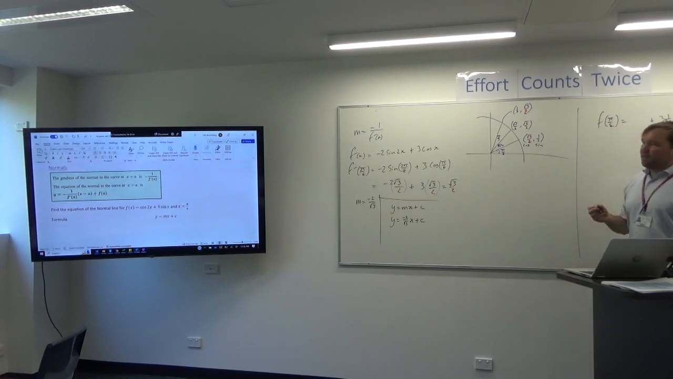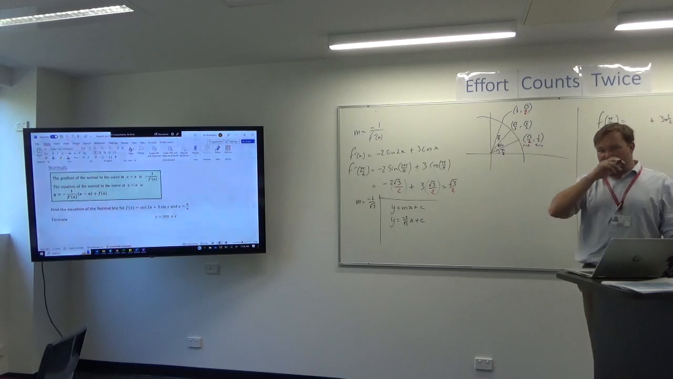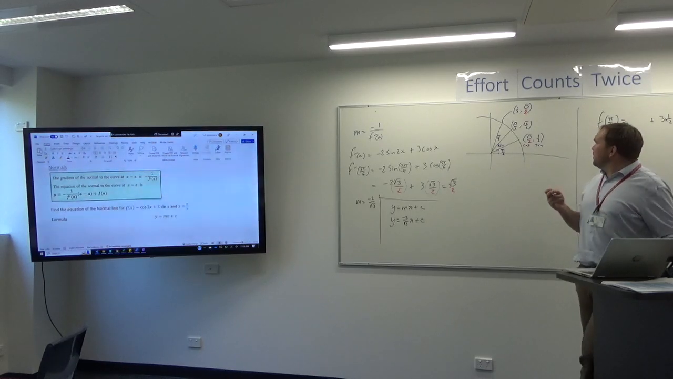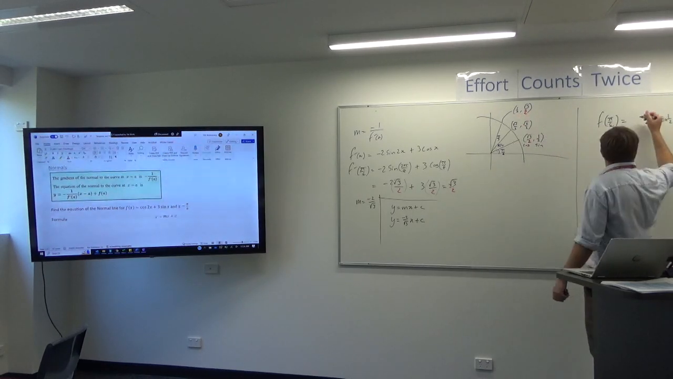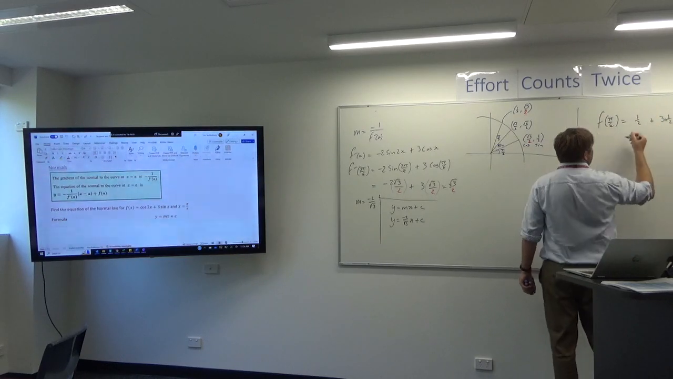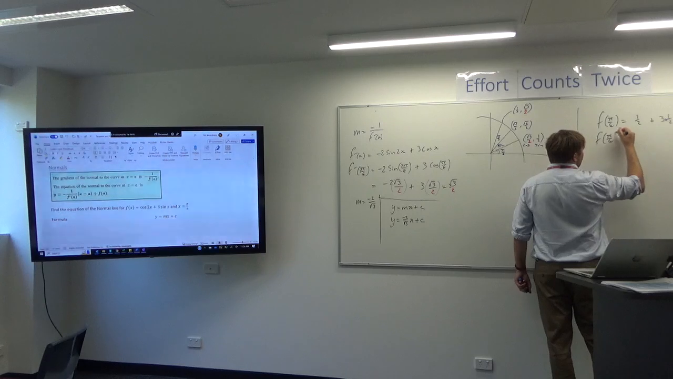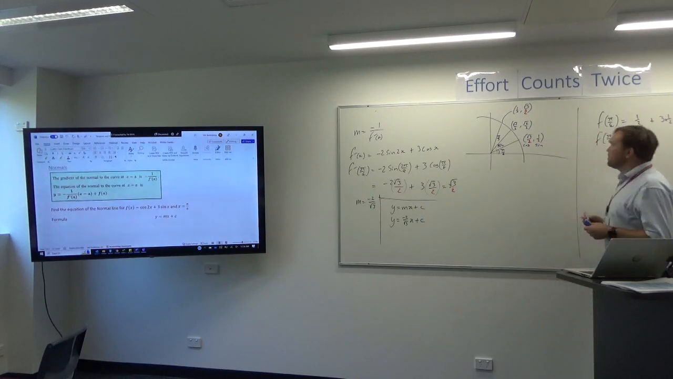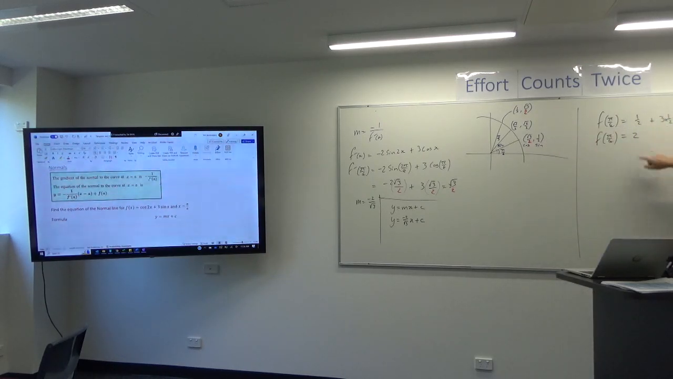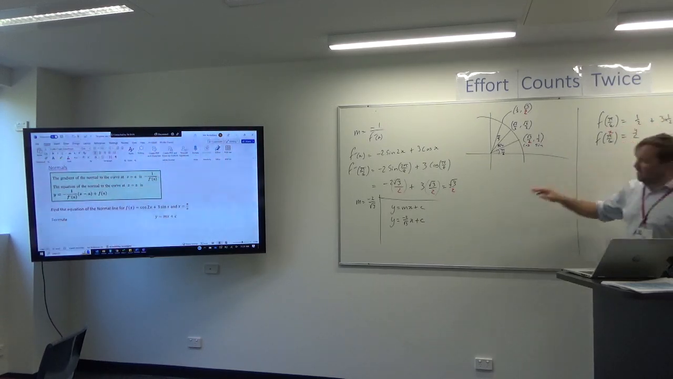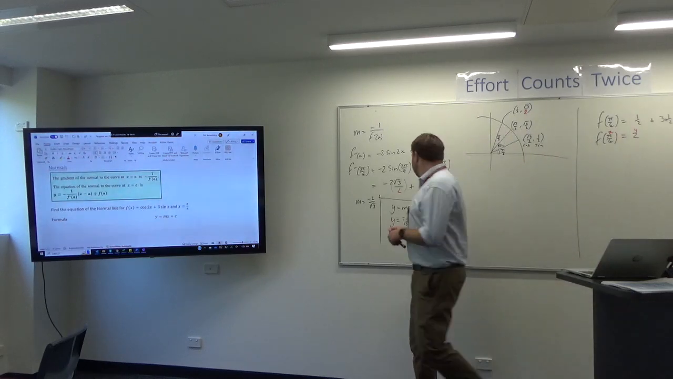And cos of 2 pi on 6, which is cos of a third, is another half, which is going to equal 2. So f of pi on 6 equals 2, because it's a half plus 3 halves, so it's 2. That is our xy pair. I know we're writing it in function notation, but really this is our x and this is our y that can then go back into this.